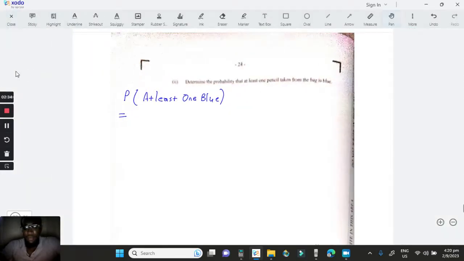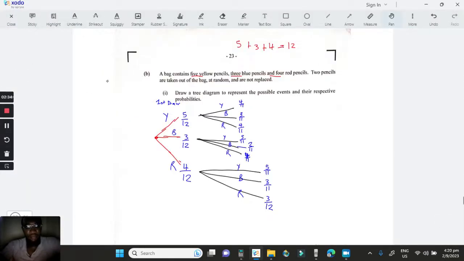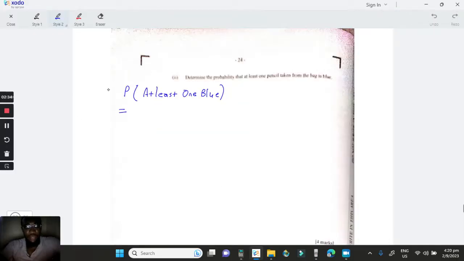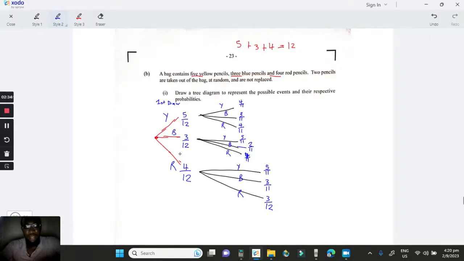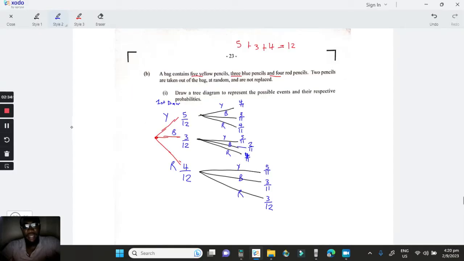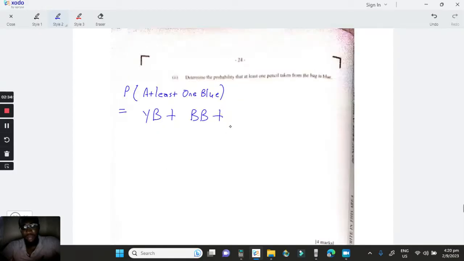So going back around here, getting one blue, it could have been you got yellow then blue, or it could have been in the case where you got blue then blue, or it could have been the case where you got the red then blue, red then blue. But oh, remember.